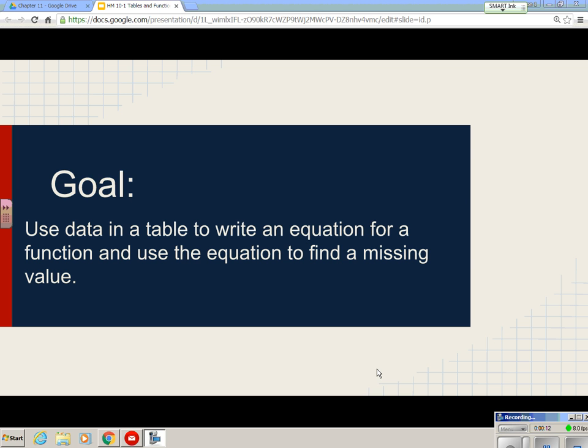Today you're going to use the data in a table to write an equation for a function and use the equation to find a missing value. We did something very similar earlier this year, so this should be a nice review of how to look for patterns and be able to write some sort of equation that can show that pattern consistently.